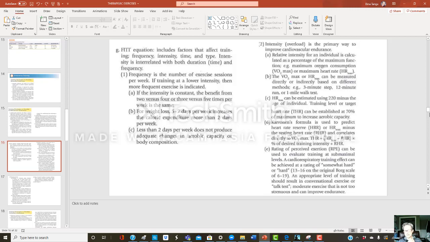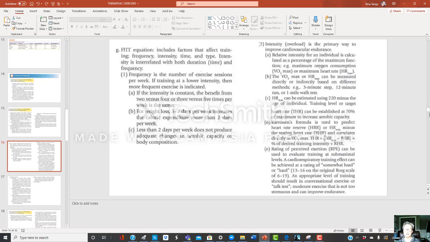Intensity overload is the primary way to improve cardiovascular endurance. Relative intensity for an individual is calculated as a percentage of the maximum function, maximum oxygen consumption, VO2 max, or maximum heart rate. The VO2 max or heart rate max can be measured directly or indirectly based on different methods.